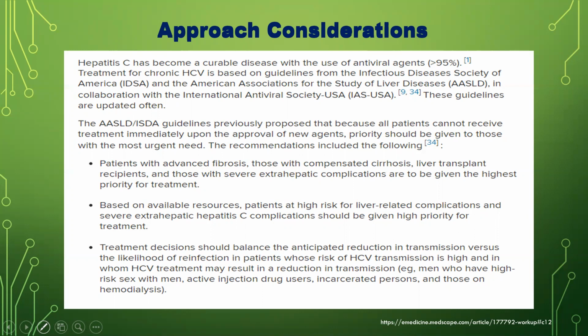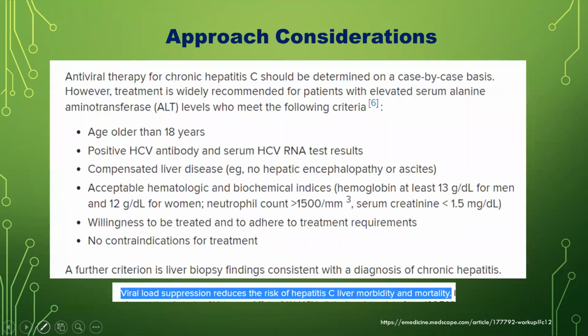Treatment decisions should balance the anticipated reduction in transmission versus the likelihood of reinfection in patients whose risk of transmission is high and in whom hepatitis C treatment may result in reduction in transmission. Antiviral therapy for chronic hepatitis C should be determined on a case-by-case basis.